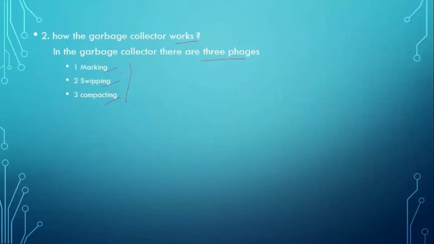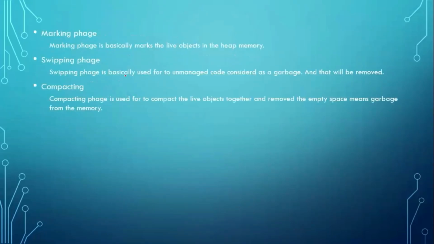So what are marking, sweeping, and compacting? The marking phase basically marks the live objects in the heap memory. We will see in the upcoming detailed questions what the heap and the stack memory are, so there will be a clear understanding of heap and stack. So what will the marking phase do? The marking phase marks the live objects in the heap memory.